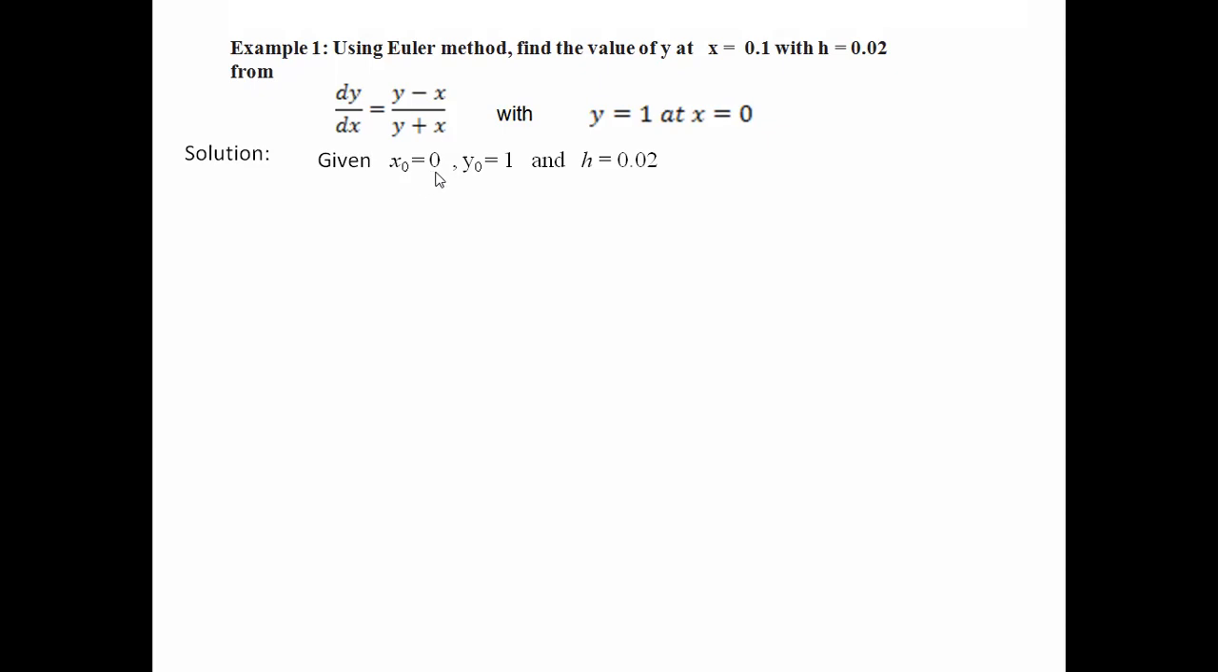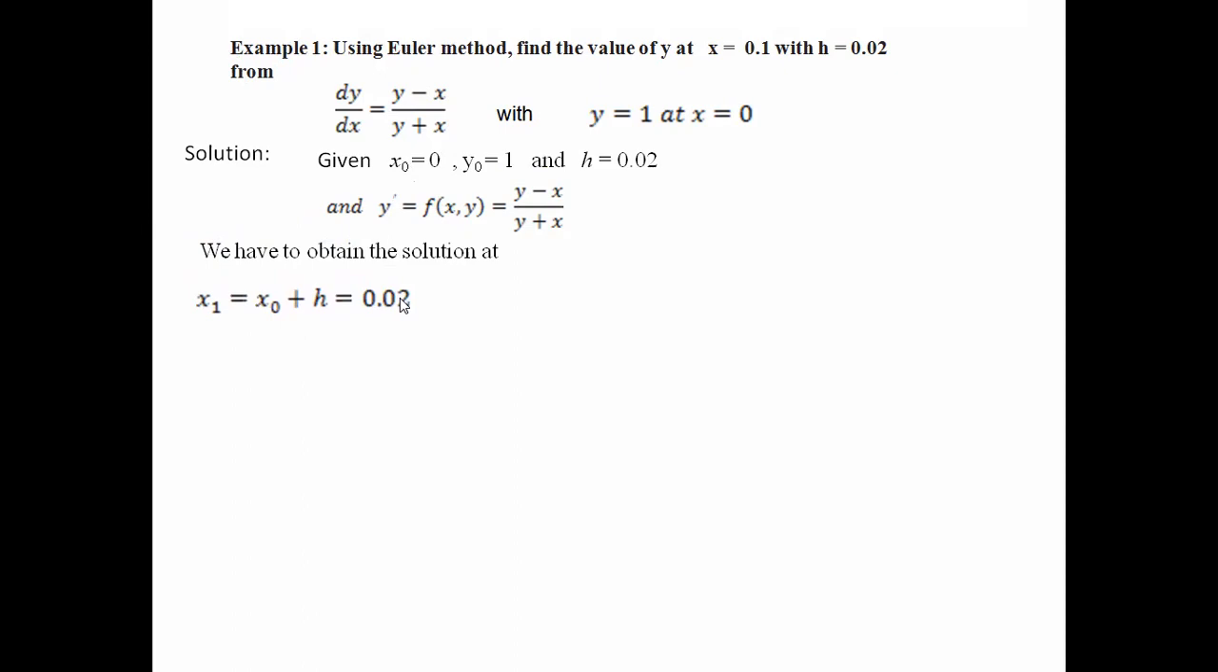Starting point is x0. Add h to this, see what you get. You call it x1. So x1 is nothing but here. Before that, let us identify f of x, y. F of x, y means dy by dx on the right hand side, that is (y minus x) divided by (y plus x). Now we have to find the solution first at x0 plus h, that means x1. What is x1? x1 is x0 plus h, that means 0.02.